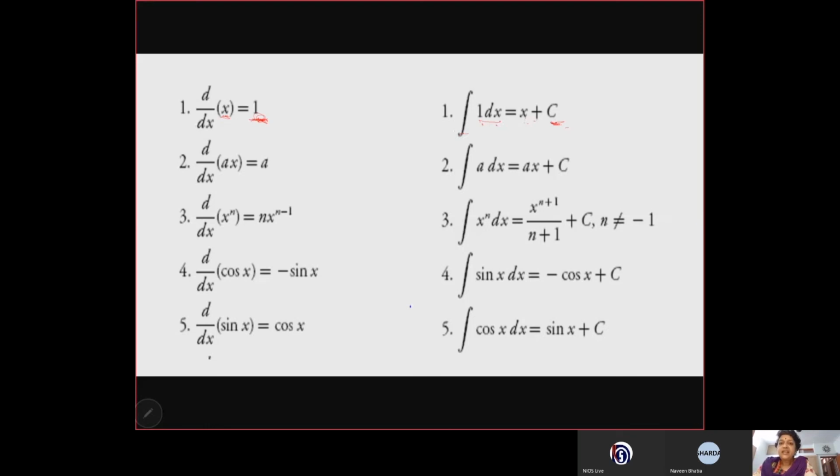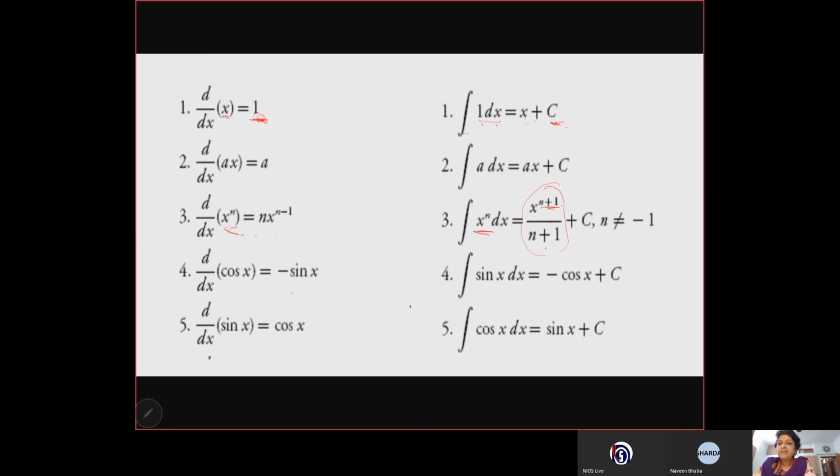Similarly, when we say, what is the derivative of x to the power of n? It is n times x to the power of n minus 1. So when we say what is the integral of x to the power of n? Of course, the power has to increase. So x to the power of n plus 1 upon n plus 1. So that when you differentiate this, we get x to the power of n. I hope we have all got the hang of it now.